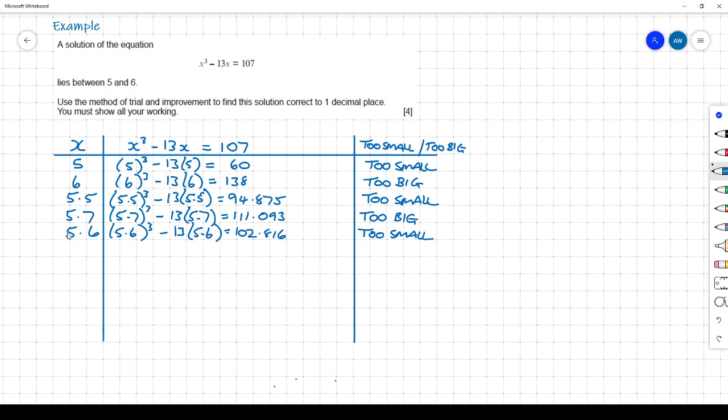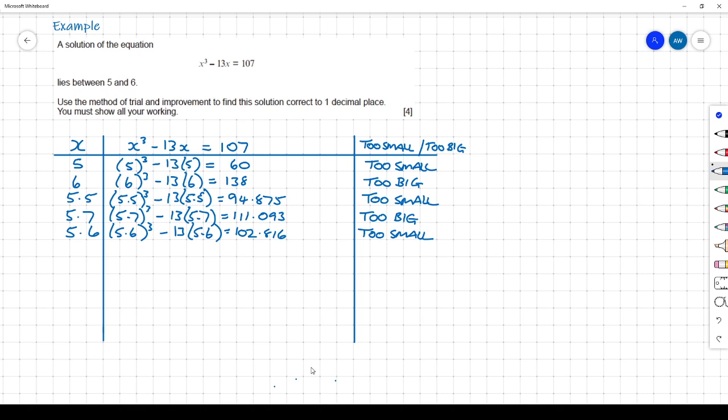Because if 5.6 gave me an answer that was too small and 5.7 gave me an answer that was too big, if I want to try another value of x in between those, then I've got to go to two decimal places, but they only want me to solve it to one decimal place. So that tells me the best answer is one of these two to one decimal place. It's either 5.6 or it's 5.7. Now how do I decide which one?